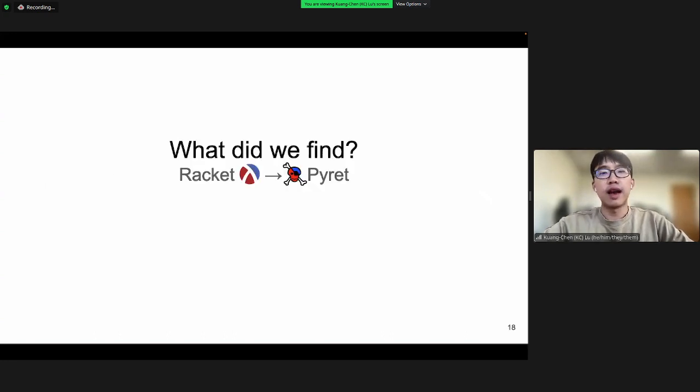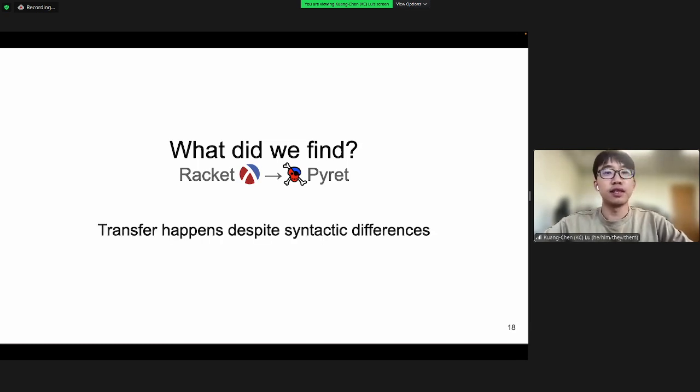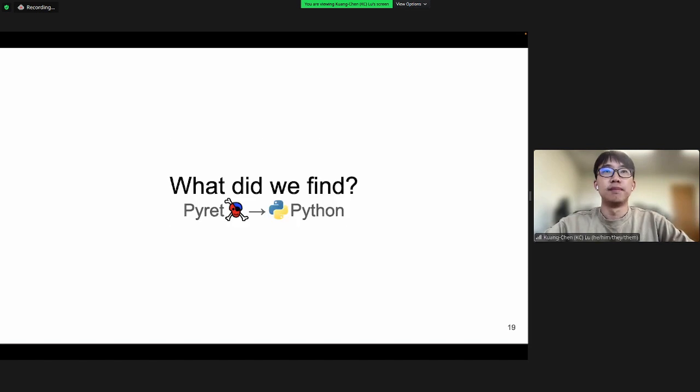Setting aside these outliers, what did we find? The most important finding is that, at least in this population, we see transfer happens, despite Racket being syntactically very different from Pyret. Now, let's move on to the next study. Pyret to Python.